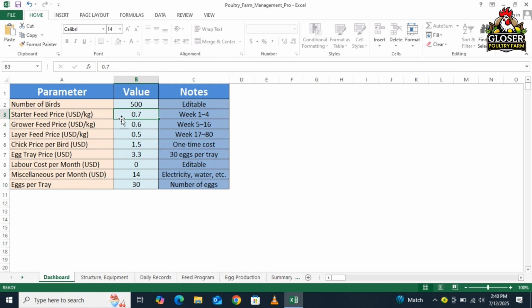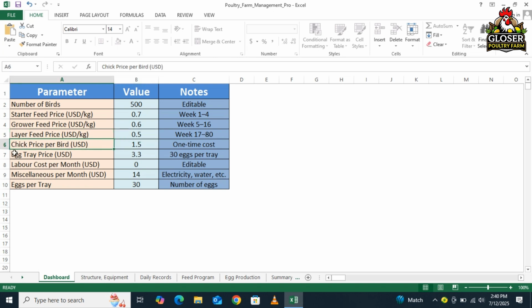As the birds grow older, they move on to grower feed. This feed is slightly cheaper, costing $0.6 per kilogram, so I type in 0.6. Once the chickens reach maturity and begin laying eggs, we switch to layer feed. This is the feed used for adult layers. Where I buy it, it goes for $0.5 per kilogram, so I enter 0.5. Each layer chick costs $1.5, so I add that into the system as well.